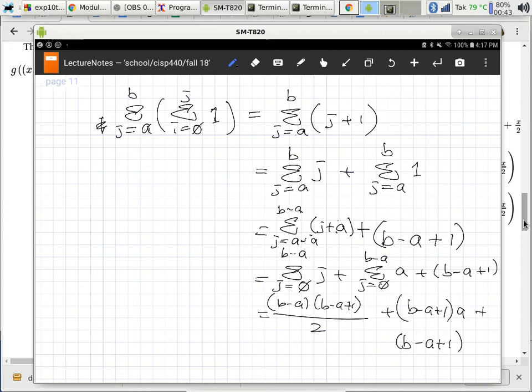So the sum from 0 to b minus a of a, where did that go? That became this term because I'm adding a, which is a constant, b minus a plus 1 times. So that's why it becomes just a times the number of times we're adding it.